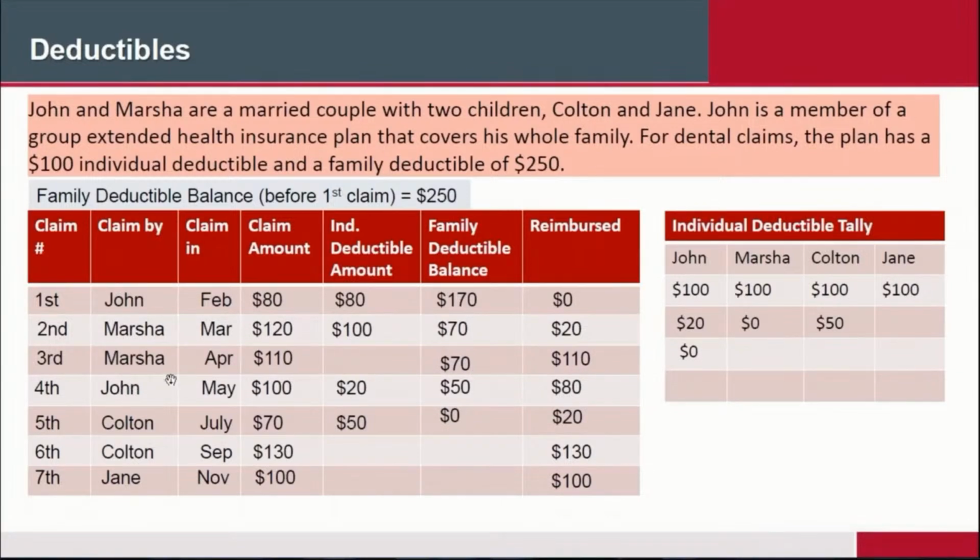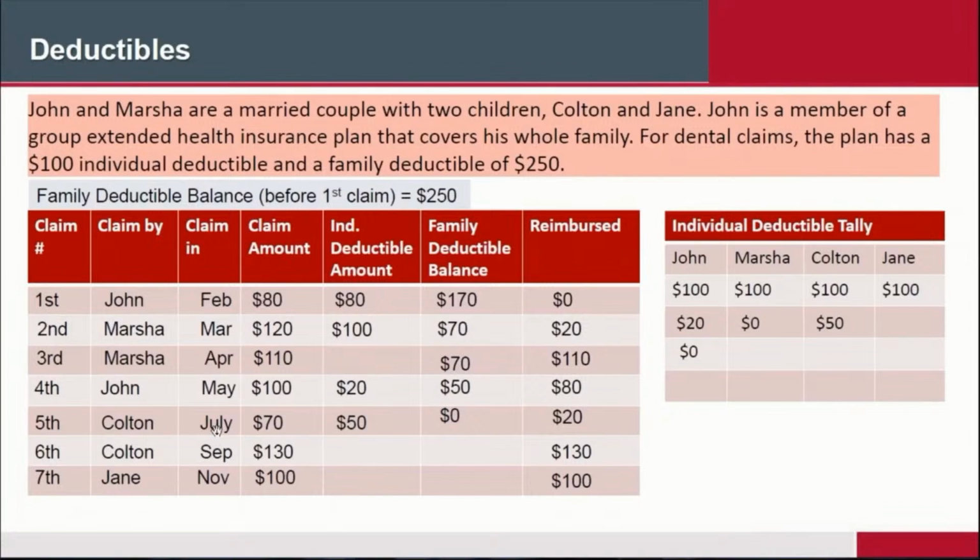John now goes back in May. He has $100, but remember, he only had $80 to use up of that $100, so he still has a $20 deductible that he has to use up. So therefore, he gets a check of reimbursement for $80 from his $100 because he had to use that $20 up. And once again, the family deductible goes from 70 down to 50. Okay, from 70 down to 50.